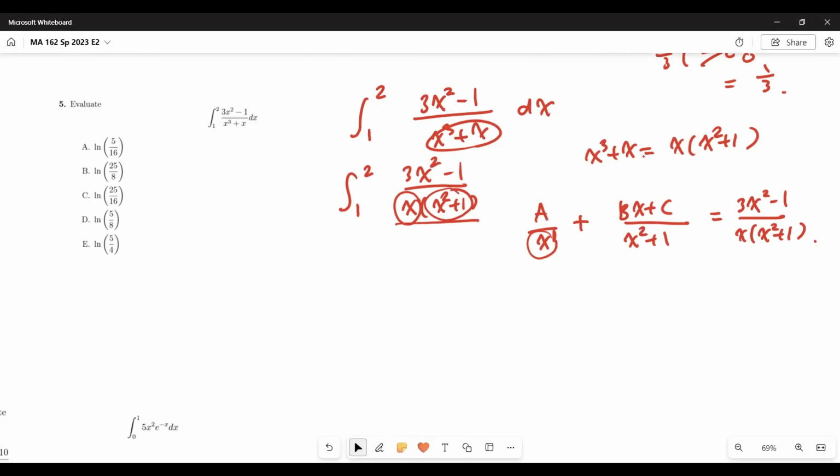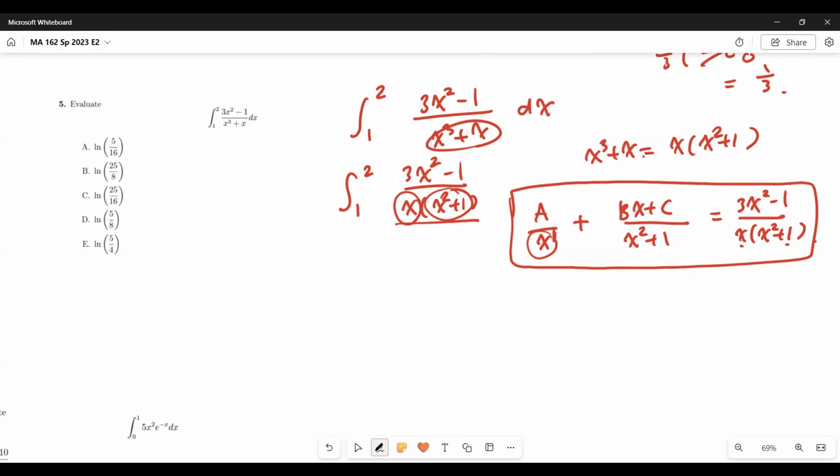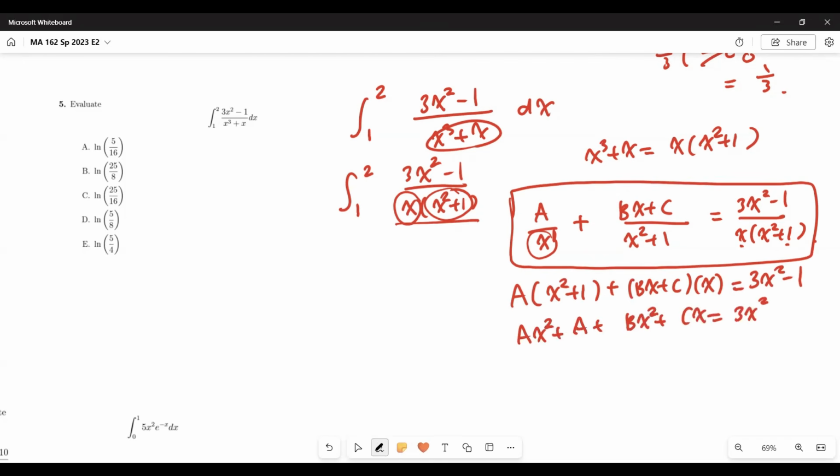Yeah. And then now we have this equation. So we're going to multiply by x times x squared plus 1 to get rid of the denominators. So this will be just a times x squared plus 1 plus bx plus c times x is equal to 3x squared minus 1. This will be ax squared plus a plus bx squared plus cx is equal to 3x squared minus 1. So this is a plus b times x squared plus cx plus a equals 3x squared minus 1.